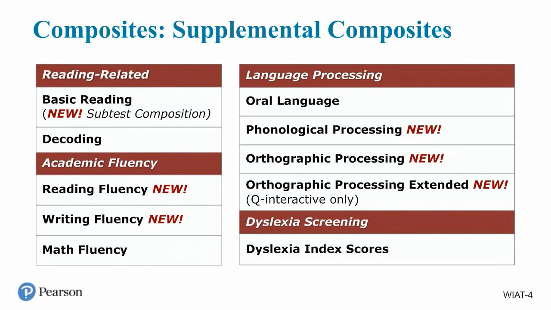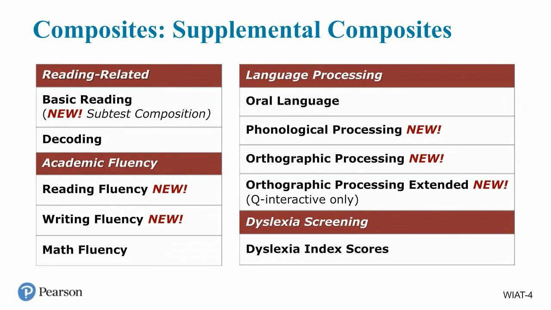The reading-related composites include basic reading and decoding. The composition of the basic reading composite has changed and includes 3 subtests: pseudo-word decoding, word reading, and the new subtest, phonemic proficiency. The academic fluency composites include 2 new composites, reading fluency and writing fluency, and retains the math fluency composite from the WIAT-III.